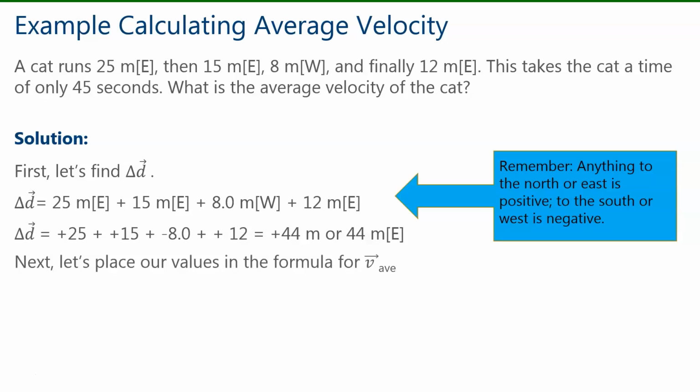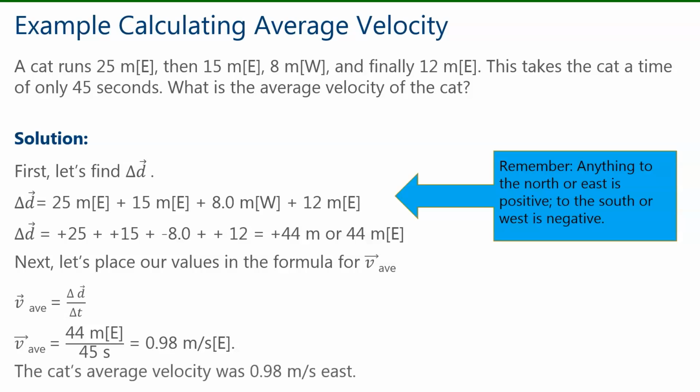Next, let's place our values in the formula for average velocity. The formula for average velocity is the change in displacement divided by the change in time. So we have 44 meters east divided by 45 seconds, and that gives us 0.98 meters per second east. Notice that I had 2 significant digits in my numerator and 2 in my denominator, and I have 2 in my answer. The cat's average velocity then was 0.98 meters per second east.